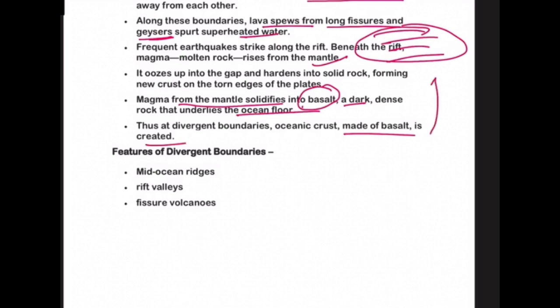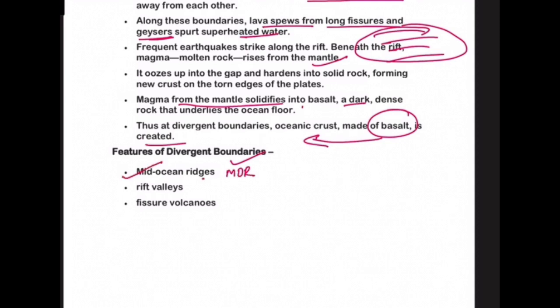This was said over here. These basalt rocks are the main rocks which are found on ocean plates. Now, features of a divergent plate boundary are the mid-oceanic ridge, which is termed MOR. This is formed, a rift valley is formed, and fissure volcanoes take place.